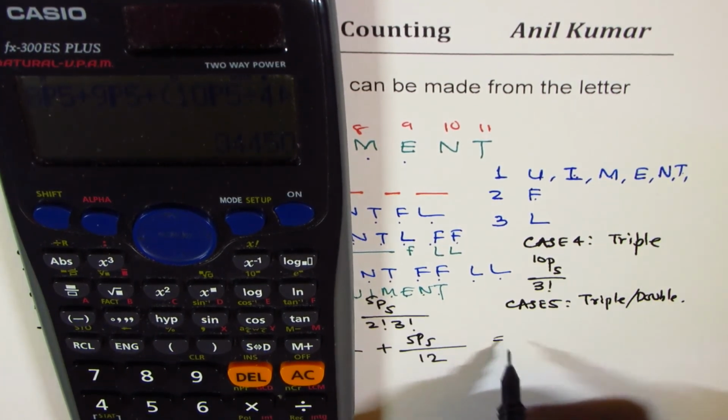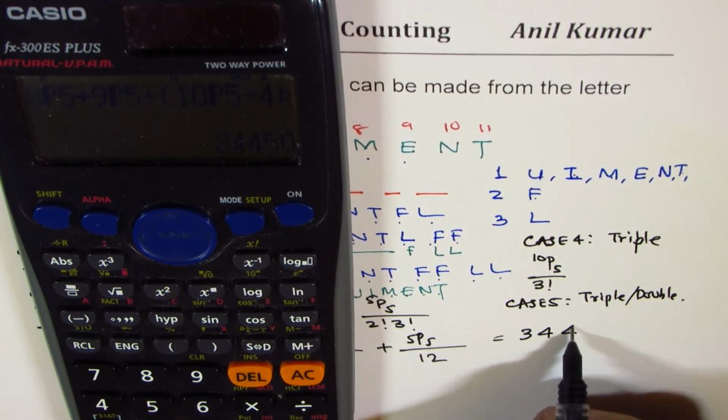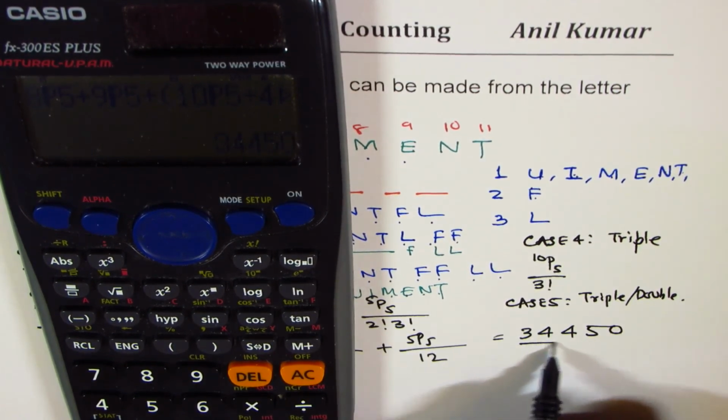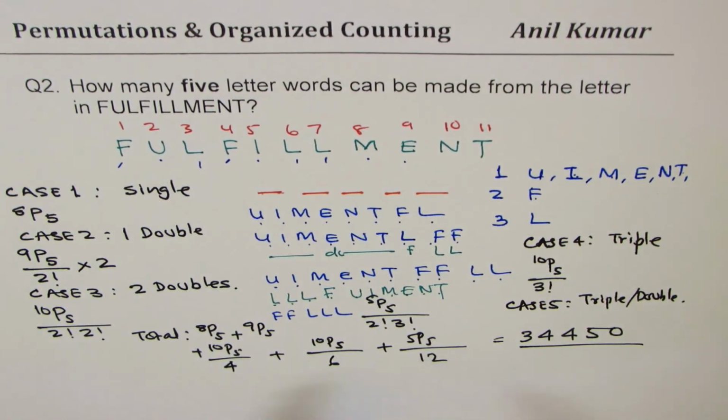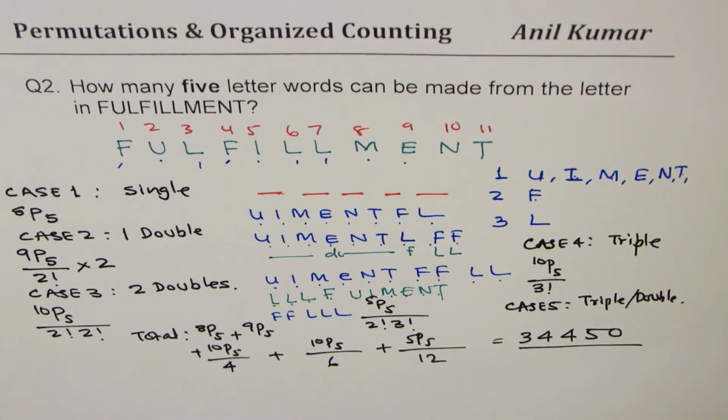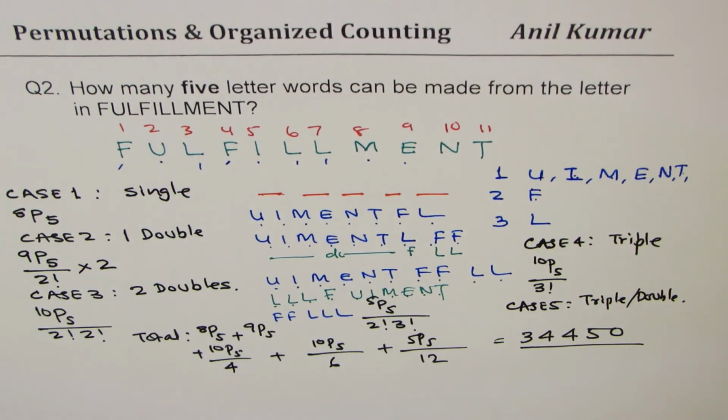So we get a number which is 34450. I'm not really checking my calculations now. You could do these calculations, add them up, and probably you will come up with the same result. If not, just tell me what is the right answer. Perfect. So that is how we could do it.